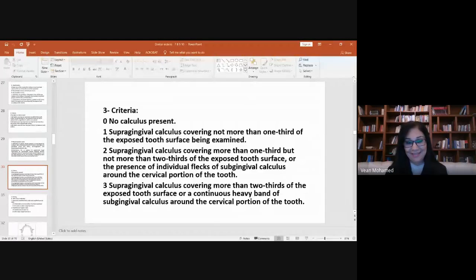You want to examine the calculus index criteria? Okay. If we have 0, that means no calculus. 1 means supragingival calculus for not more than 1/3 of the tooth. 2, supragingival calculus, that means more than 1/3 but not more than 2/3 of the exposed tooth. And 3, if we have 3 supragingival, that means more than 2/3, and also a heavy band of subgingival calculus around the cervical surface. Very good. Yes, thank you.